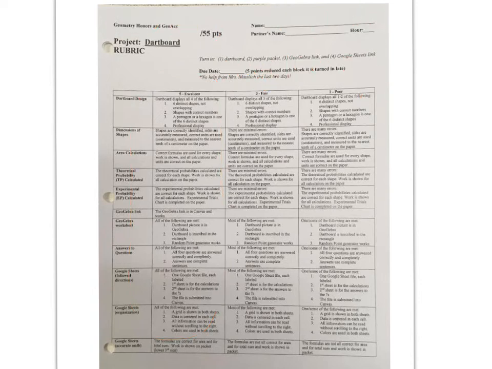So to recap, at the end, you should be turning in your dartboard, your purple packet, and this rubric. That is going to be given to me, and put the purple packet and this rubric in your dartboard folder. Then you're going to submit the GeoGebra link in Canvas and the Google Sheets link in Canvas. Don't give me the dartboard, purple packet, and rubric until you have submitted your links. You should get each of those sections checked off by me before you turn it all in. Again, plan on turning it in a week before Friday, May 15th.